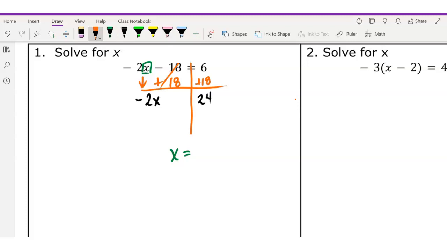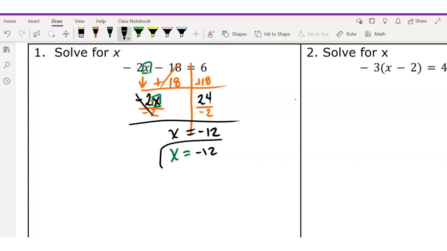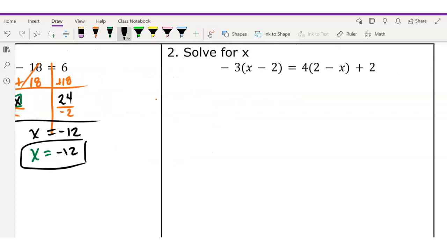Now we still don't have the x isolated, so we look at that negative 2. That negative 2 is attached to the x by multiplication. So the inverse of multiplying is dividing. So we're going to be dividing both sides by negative 2. These cancel. 24 divided by negative 2 will give us negative 12. So x is negative 12. Let's go ahead and go on to the next one.